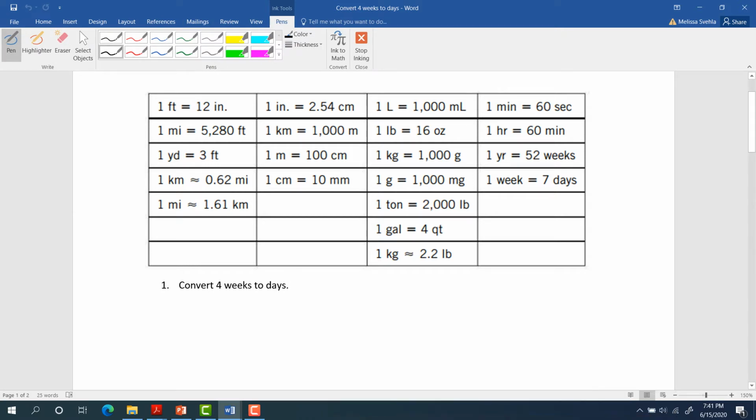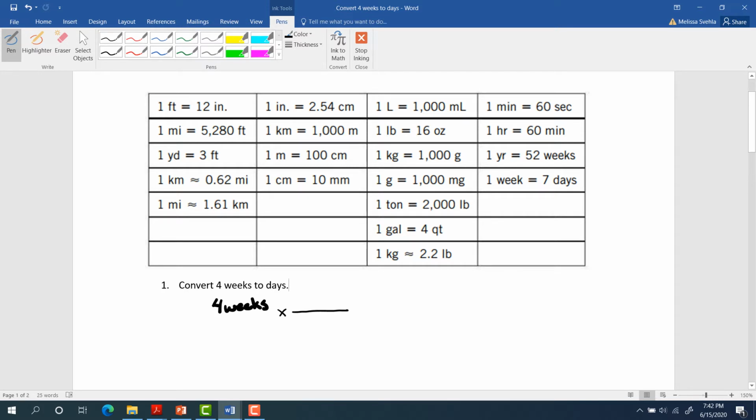Okay. Now, here is a conversion chart. I'm going to upload this on Canvas. And so we have: convert 4 weeks to days. I know 1 week is equal to 7 days, okay? Now, instead of just doing 4 times 7, what I'm going to do is label. So I have 4 weeks. And the idea is I want to convert this into days, okay? And so I'm going to multiply by a fraction.